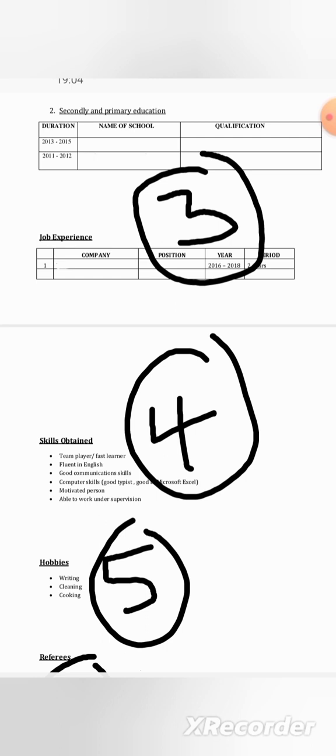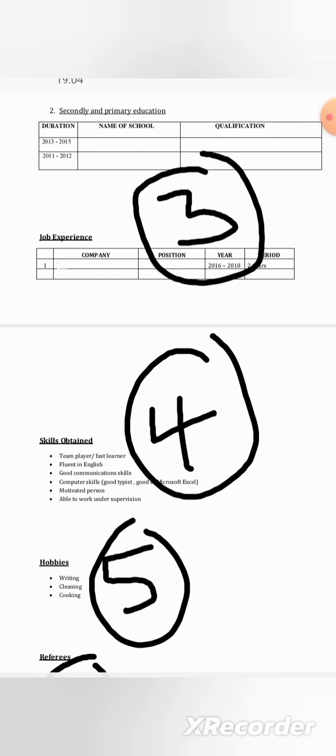Then the fourth part of your CV is the skills obtained. For example, team player, fluent in English, good communication skills, computer skills, good typist, good in Microsoft Excel, motivated person, and able to work under supervision. So these are some of the skills which you can write on this part of a CV.